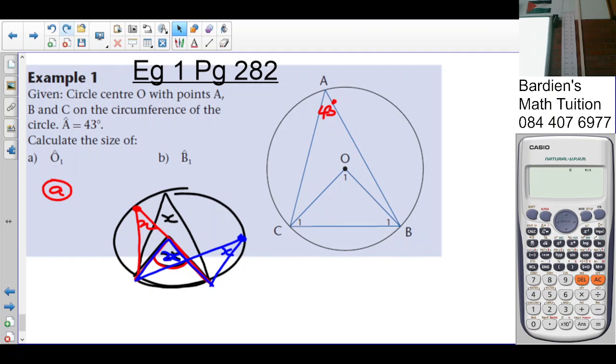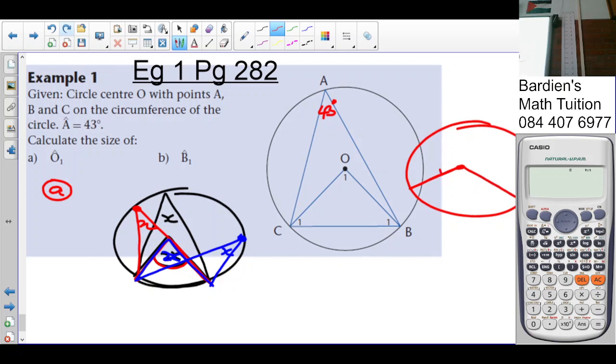Also, it could look like this. There's your angle at center, and there's your angle at circumference. Can you see that? So this major arc is subtending this angle at the center here. Can you see that? And there's the angle at circumference. Okay, that's all you must see for now.